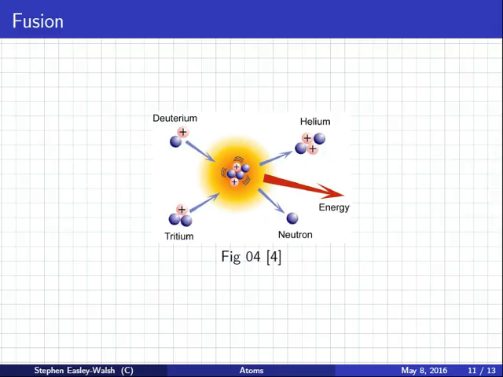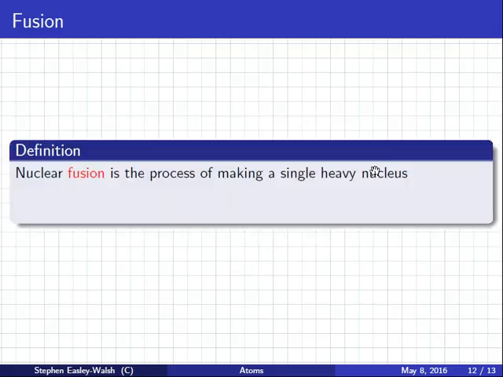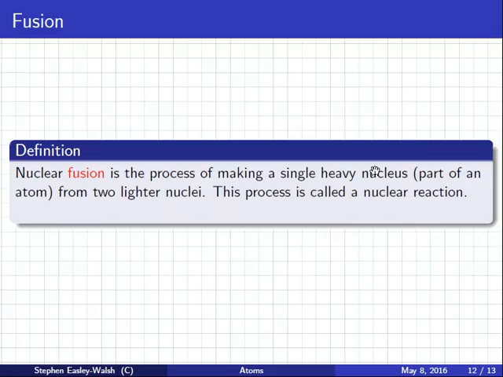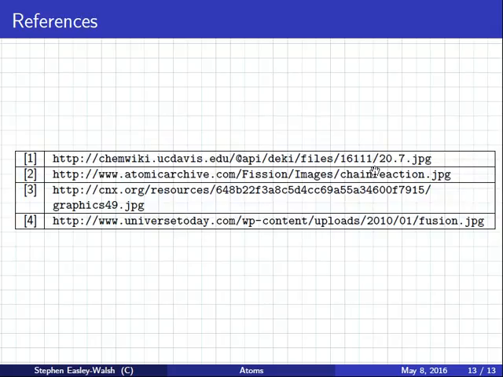Amanda? Nuclear fusion is the process of making a single heavy nucleus from two lighter nuclei. This process is called the nuclear reaction. It releases a large amount of energy.